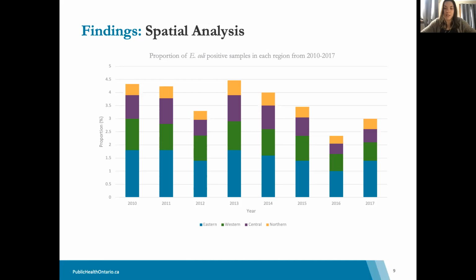The average rate of bacterial contamination in these submissions ranged from 2.3% to 4.5%. And to compare this, a study also done with Dr. Anna Majuri at Public Health Ontario found a bacterial contamination rate of 3% to around 4.3% from 2003 to 2012. So relatively the same.